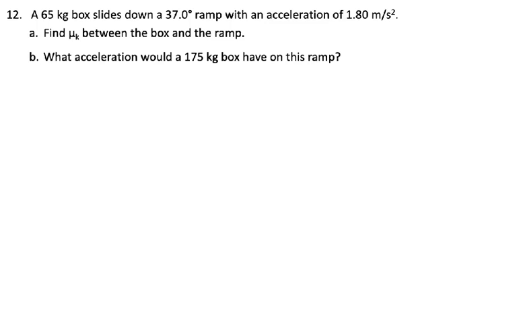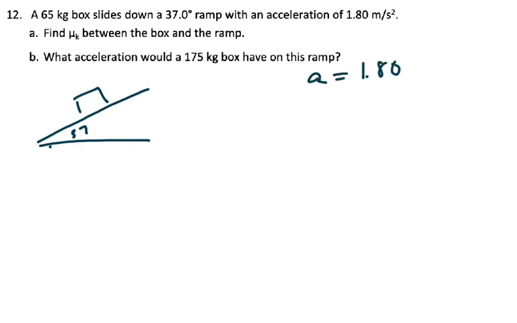All right, and the last one, this is a problem with many steps. So first let's draw the picture. So it says we have a 65 kilogram box sliding down a 37-degree ramp, and it has an observed acceleration of 1.80 meters per second squared.